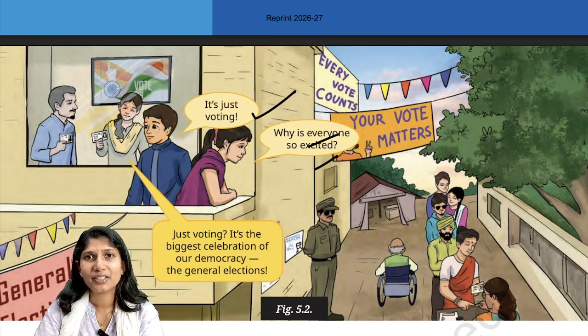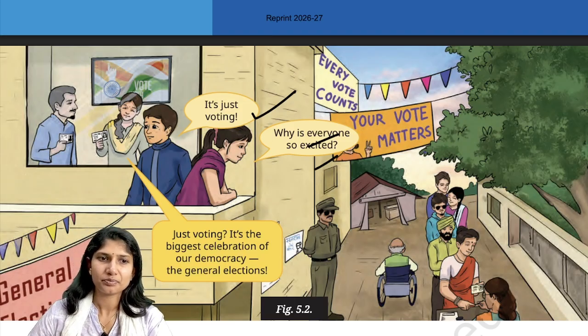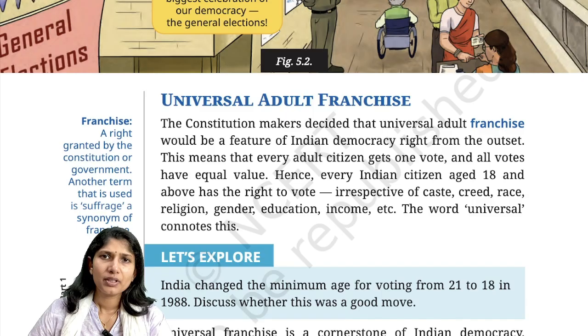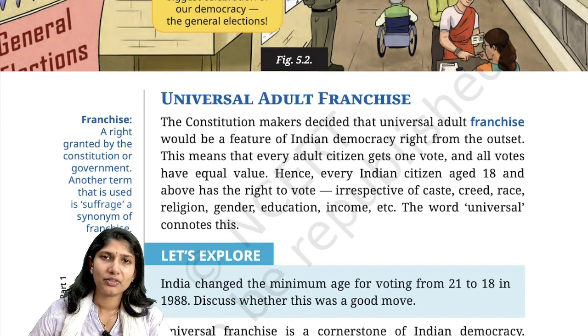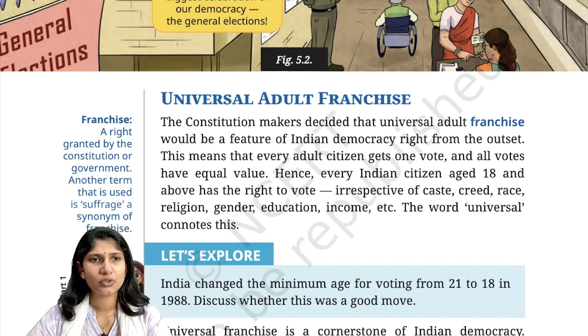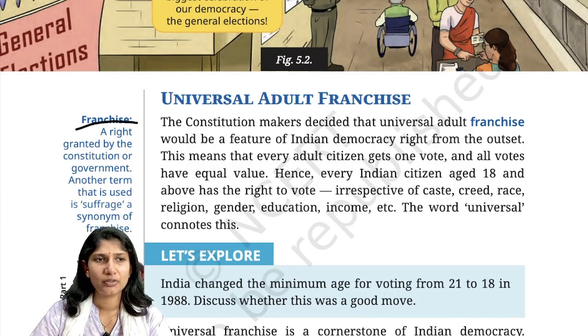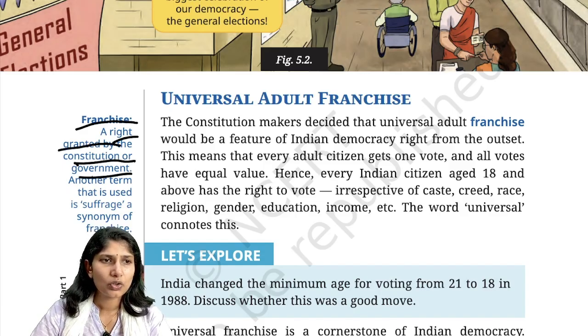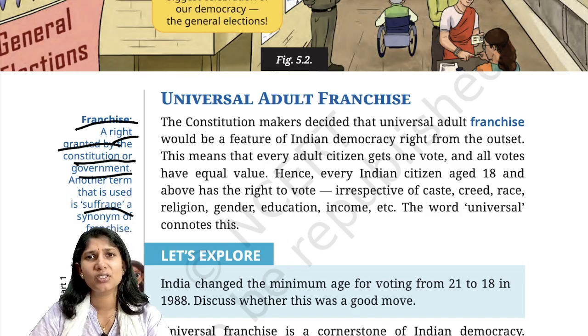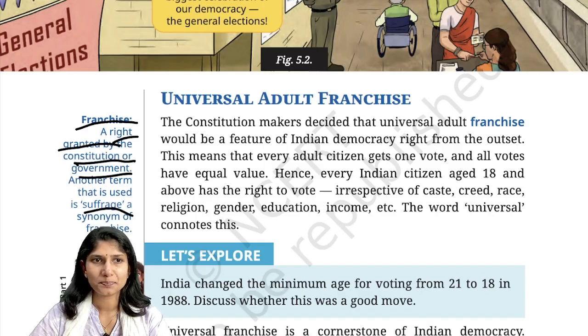The thing is, voting happens to be one of the most important ways how citizens can hold their elected representatives accountable. Okay, so when we said it was a huge gamble, what is that huge gamble? That is this universal adult franchise. What is a franchise? Franchise means a right granted by the constitution or government. It is also called suffrage. Suffrage means, again, this is something that the constitution is giving to you. You can exercise it as a matter of right.